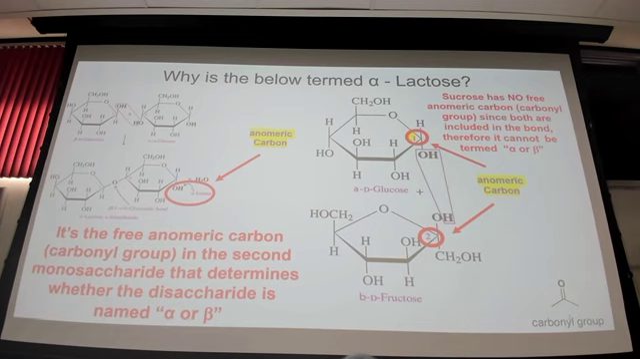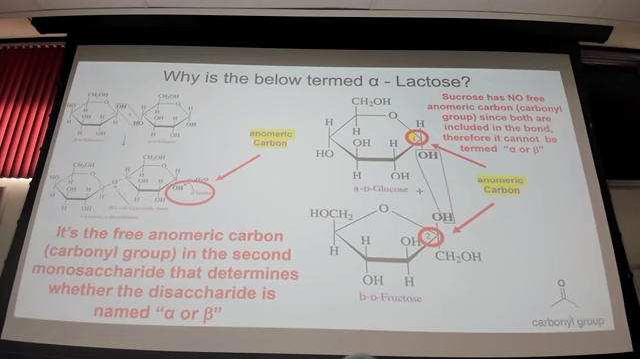One question was why this lactose molecule was an alpha lactose, and the reason is because the anomeric carbon, which is the carbon derived from the functional group, is free in the lactose and glucose bond. So since this isomer is the alpha isomer, that's why this is called an alpha lactose.